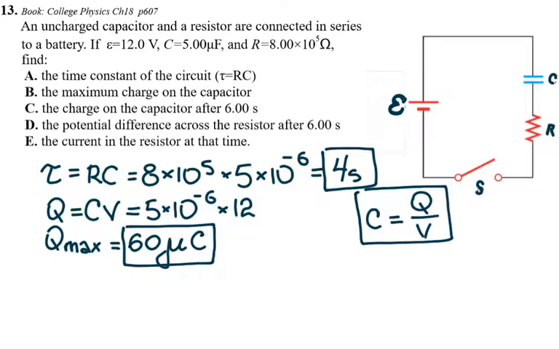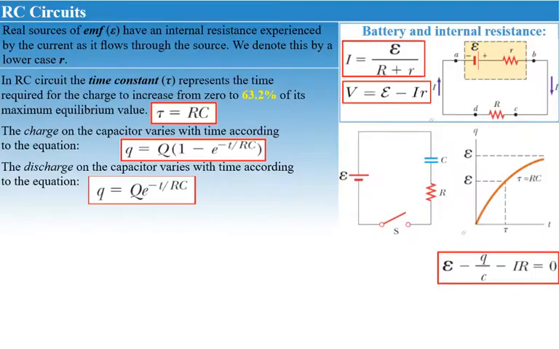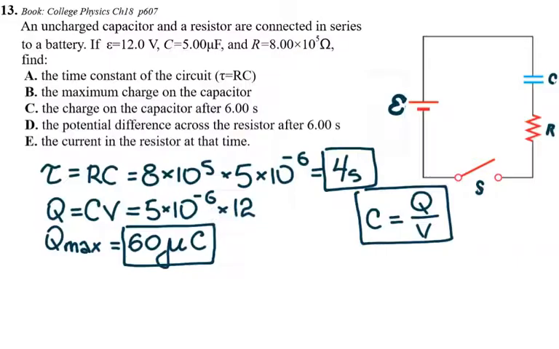And then for the next question, they ask you the charge on the capacitor after 6 seconds. To calculate the charge on the capacitor after 6 seconds, I'm going to use this formula. So it is the maximum charge, and then they have 1 minus e, the constant 2.7, to the power of negative t, the time, which they give you, 6 seconds over RC.